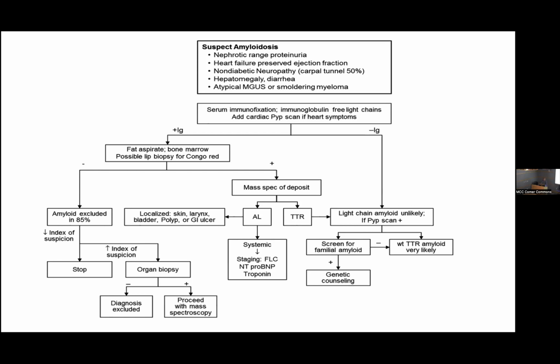If that is negative, I don't say I don't have amyloid. If it's positive, I'm done. I don't need to biopsy any other organ. I've seen that too, where people biopsy like five organs. You don't need to do that. You just need to get one organ that shows amyloid.